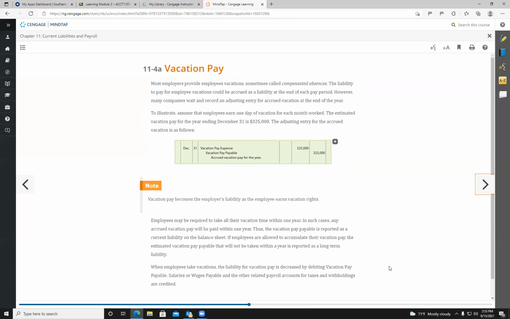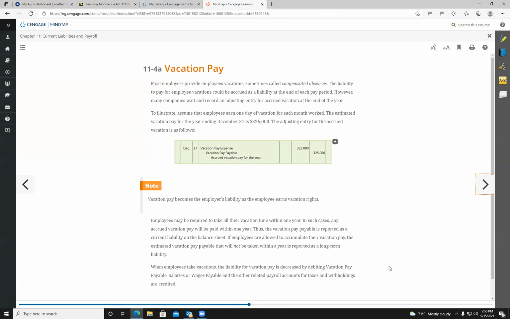The liability to pay for employee vacations could be accrued as a liability at the end of each pay period. Because again, usually this time is earned, and it's calculated by pay period. And each company does it differently. So many companies wait and record an adjusting entry for accrued vacation at the end of the year. So let's talk about some examples.